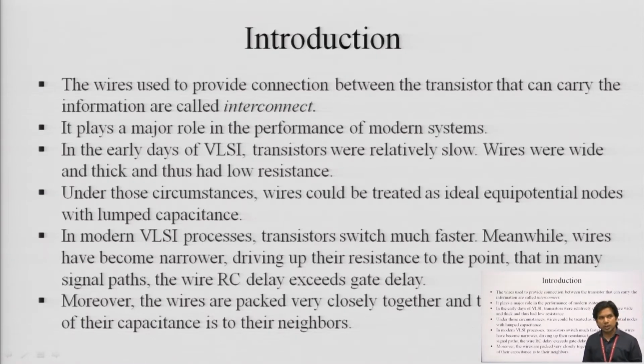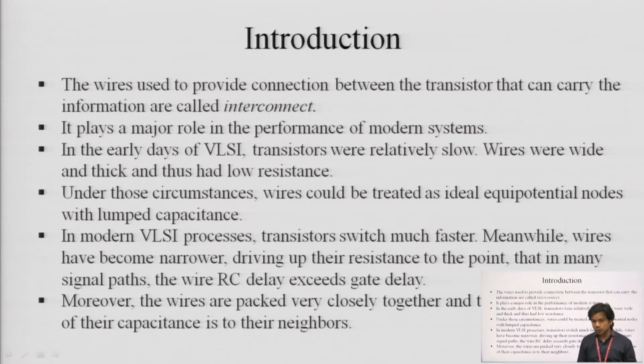So, in the early days the transistors were relatively slow, as I already told you, and at that time the resistance was also very low. Under those circumstances, the wires could be treated as an ideal equipotential node, and we were only concerned about the lumped capacitance. We were not considering the RC values. But in the modern VLSI process, the transistors switch much faster. If they switch much faster, that means the flow of current is higher, right? But due to the lower dimension of the interconnect, it has to face higher resistance. If the resistance is higher, the RC delay will exceed the gate delay.